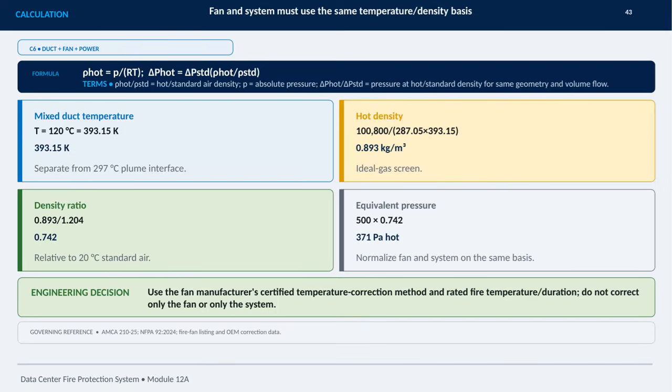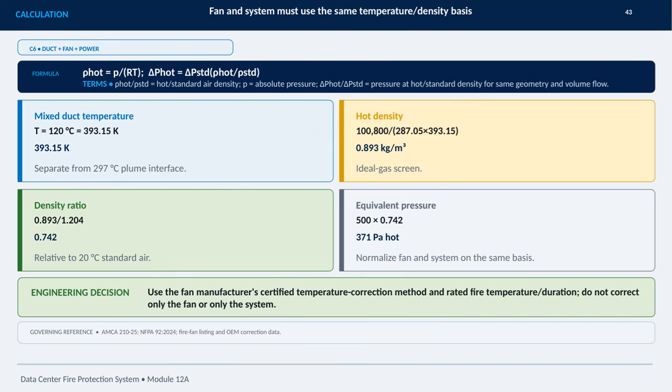This slide focuses on a critical calculation rule. The fan and the system must use the same temperature and density basis. For the mixed duct condition, the temperature is 120 degrees Celsius, or 393.15 Kelvin. This is separate from the 297 degrees Celsius plume interface, so those two conditions should not be combined.